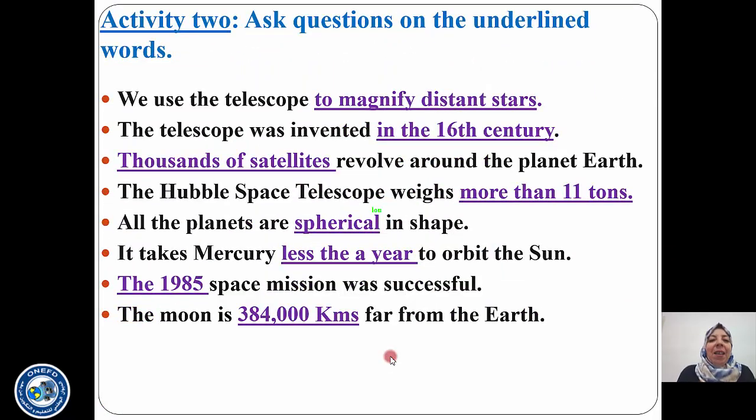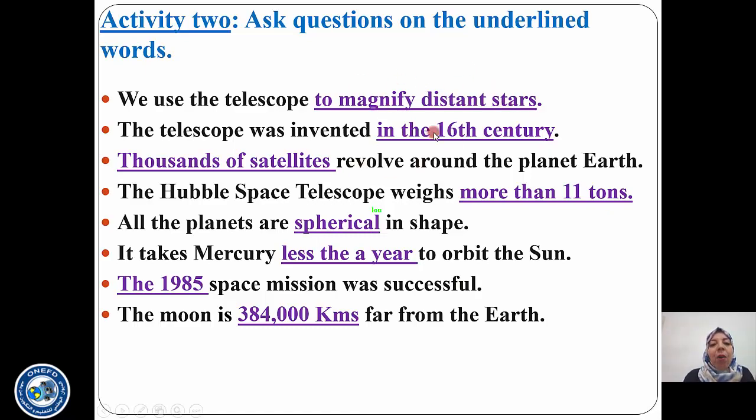Another kind of idea that can help you in this revision is asking questions on the underlined words. Okay, so it's very important to learn how to ask questions correctly. Of course, you can need this in activities, grammar activities, or in dialogue completions, for example. We use a telescope to magnify distant stars. So the words that are underlined here are to magnify distant stars.